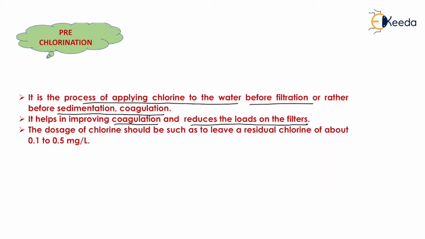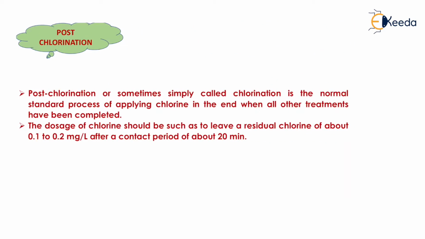Now what will be the dosage of chlorine in pre-chlorination? The dosage of chlorine should be such as to leave a residual chlorine of about 0.1 to 0.5 milligram per liter. It means that when we apply the pre-chlorination technique, then we need to supply the chlorine such that a residual chlorine of about 0.1 to 0.5 milligram per liter will be available in the water for the softening process. Clear? Now the next one is the post chlorination.